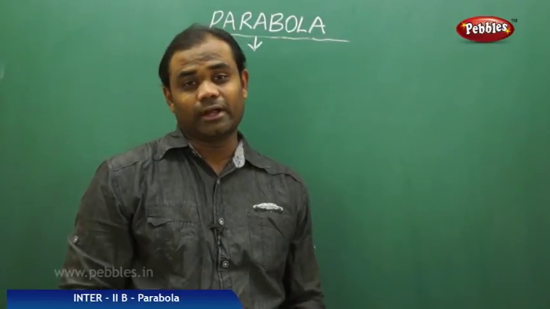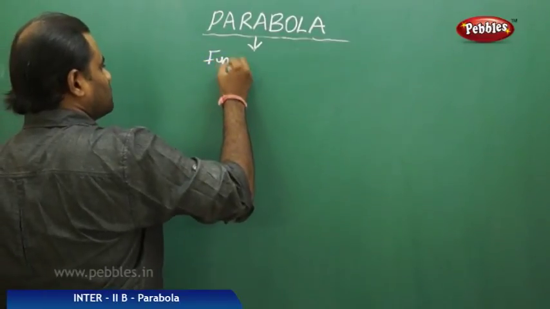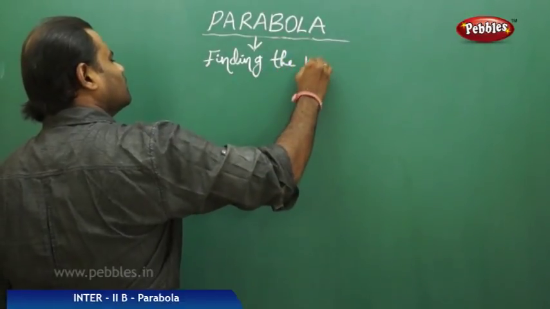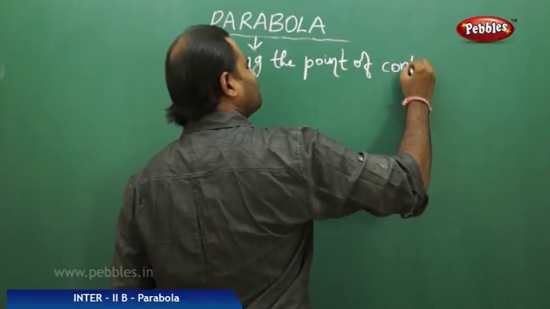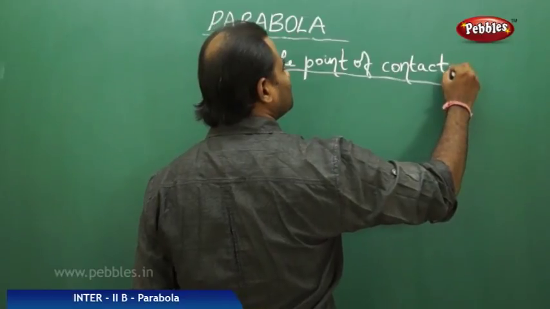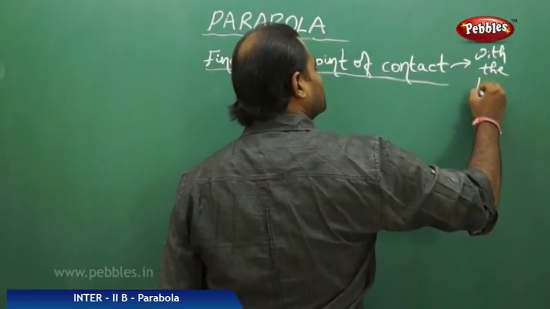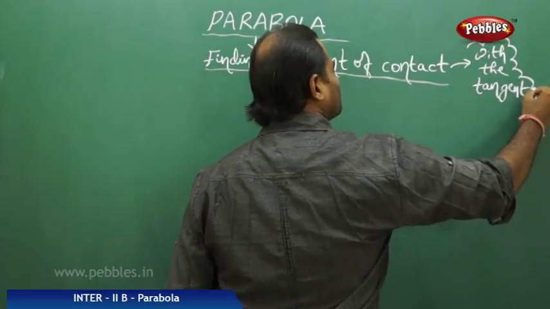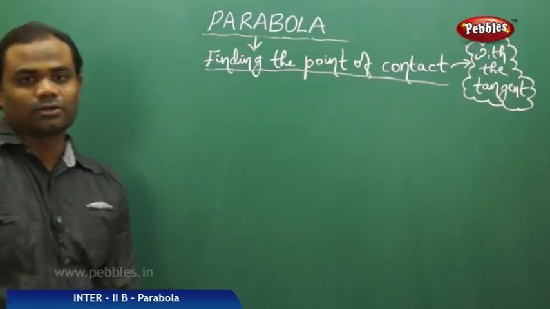Now let's see how we can find the point of contact of the tangent. So the topic is about finding the point of contact with the tangent. That's how we understand the concept.